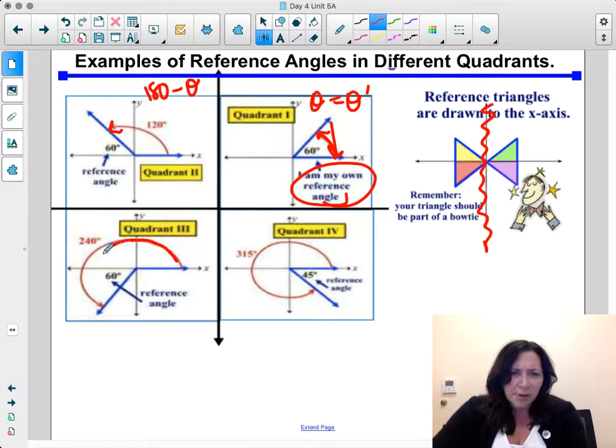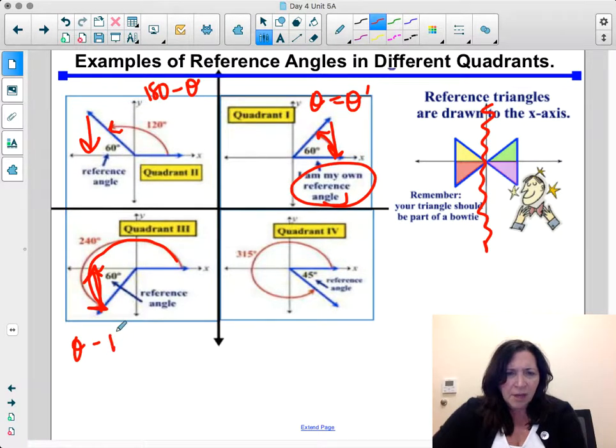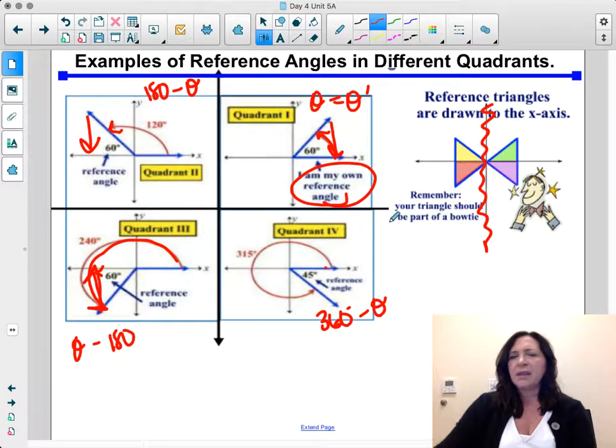In quadrant 3, always go back to the x-axis. This goes up, that came down. For this one, you would go theta minus 180 degrees, which is going to give you your reference angle. And in the fourth quadrant, it's always going to be 360 degrees minus whatever angle they give you.